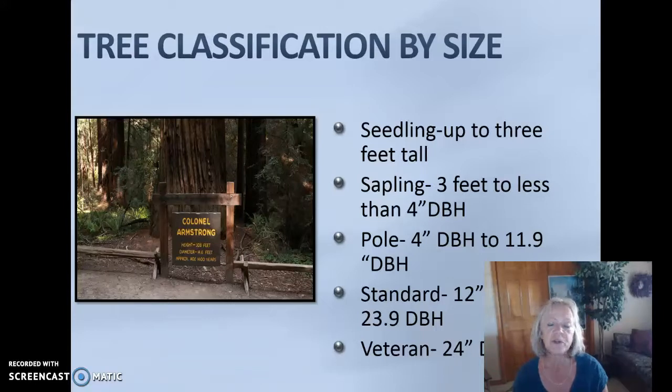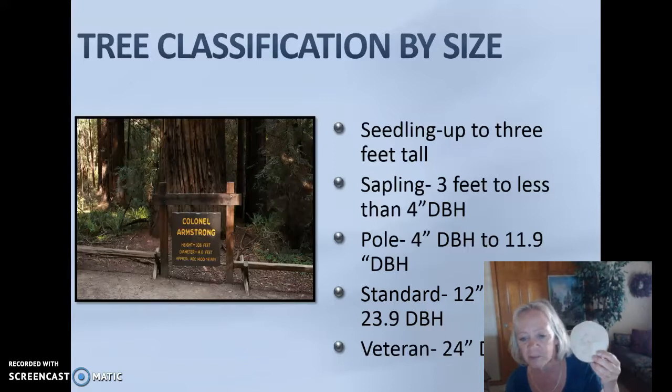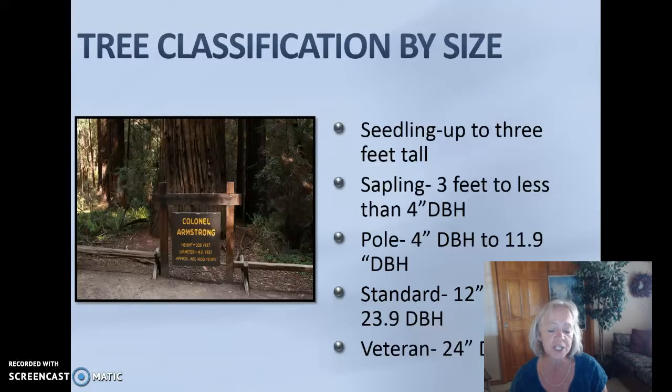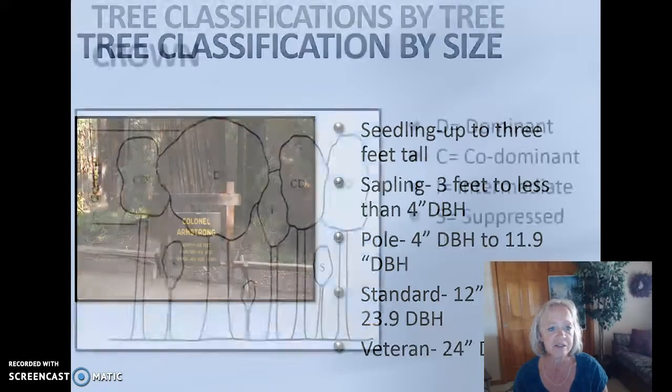So the smallest tree, when we classify them by size, is a seedling, up to 3 feet tall. A sapling is 3 feet to less than 4-inch DBH, which is about this size. This is about a 4-inch DBH. Totally out of scale there. Smaller than my head. A pole is 4-inch DBH to 11.9 DBH. A standard is 12-inch to 23.9. And a veteran tree is a tree that is 24-inch DBH plus. So that's tree classification by size.